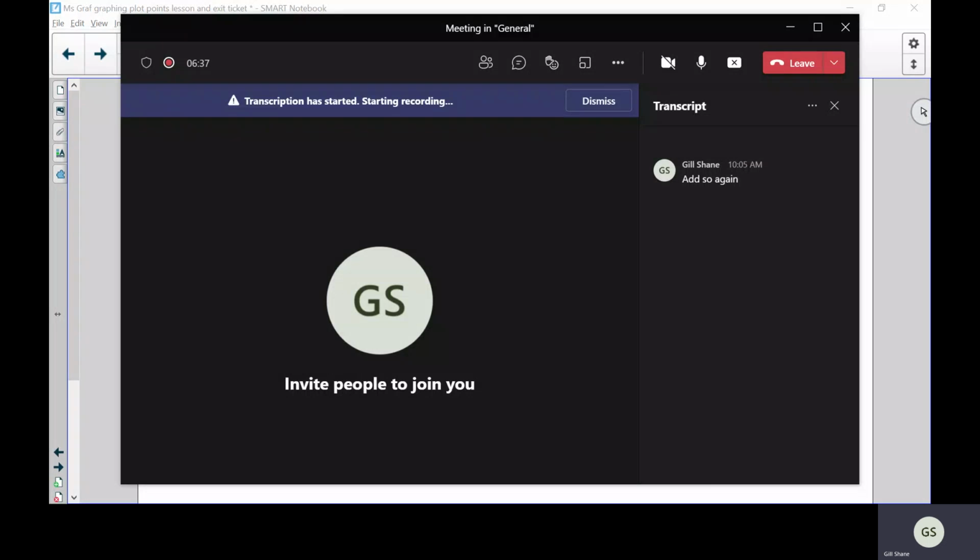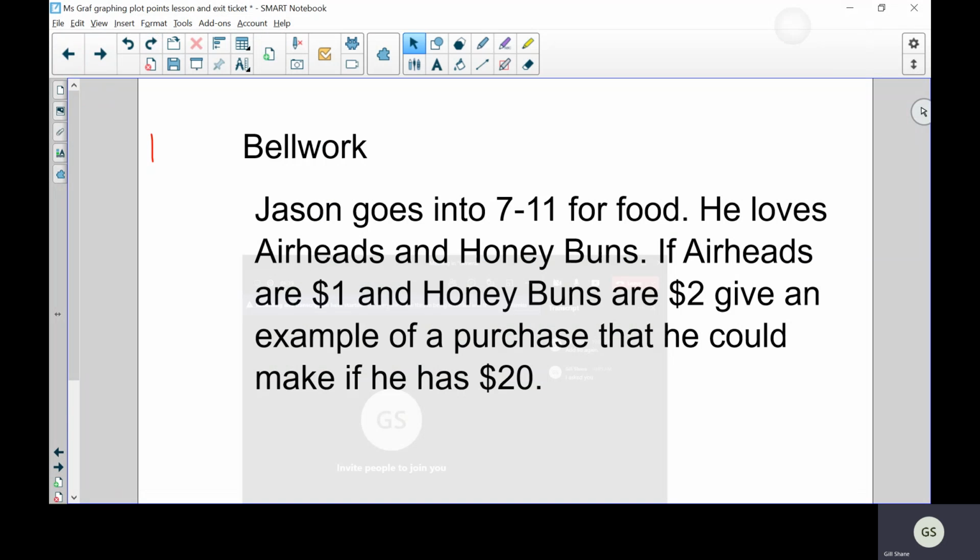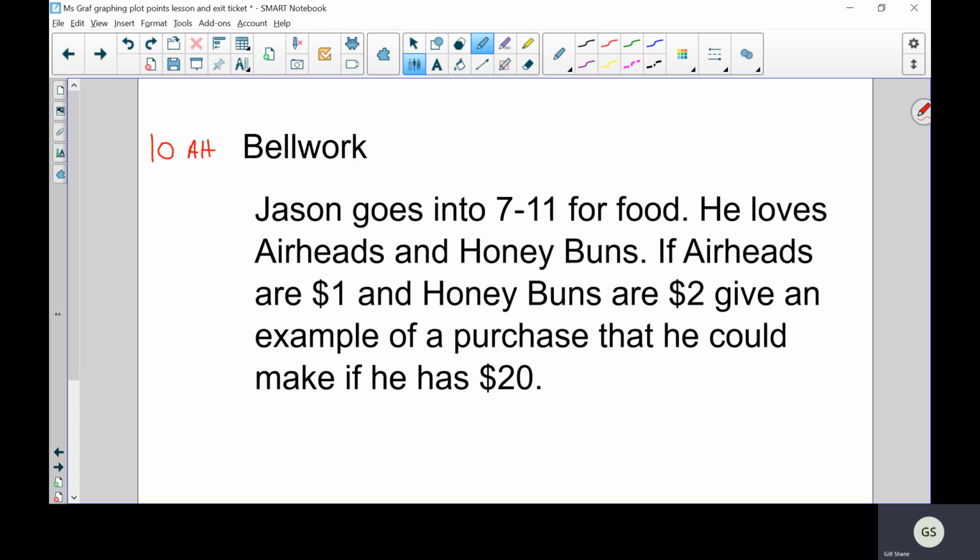All right, so again, I asked you, give me an example of a purchase. If airheads are $1, honey buns are $2. He walks in with $20. Naughty said, well, he could buy 10 airheads and you said 5 honey buns, right? So if we do the math, 5 honey buns is $10. Thank you. 10 airheads is also $10. So yeah, he could buy that. He's got $20. That works.